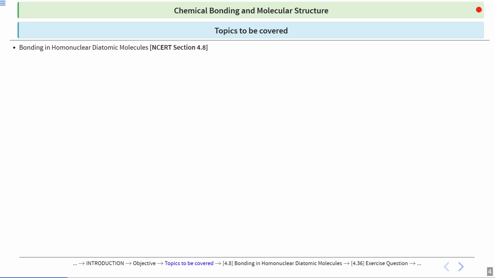If I list the topics according to the NCERT, first we will cover NCERT section 4.8, which is bonding in homonuclear diatomic molecules. Then we have a question of the chapter exercise of the NCERT, which is 4.36. This question basically covers all the parts of the homonuclear diatomic molecule type, where you will see how the bond order and bond length change according to the molecular orbital diagram. Then in the last, we will see hydrogen bonding, which is NCERT section 4.9.